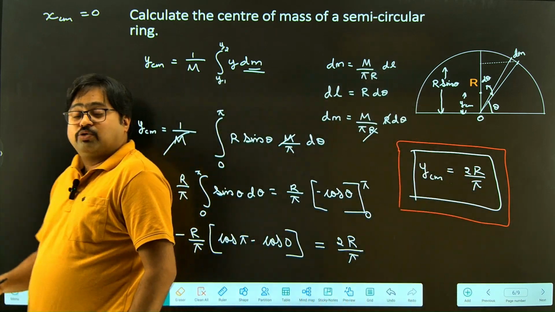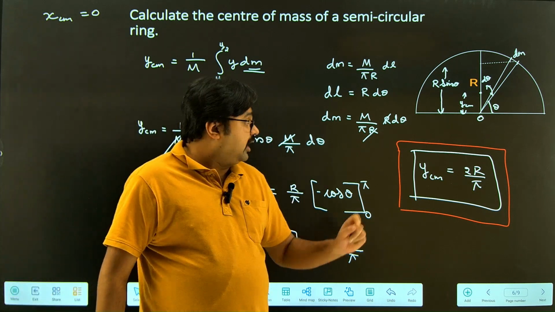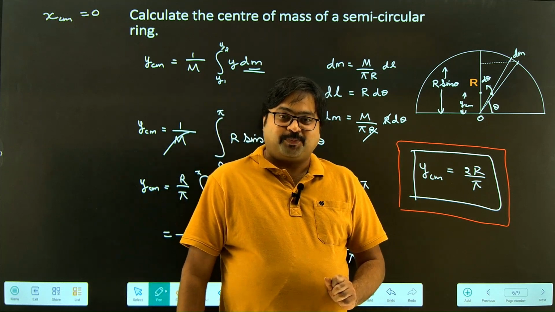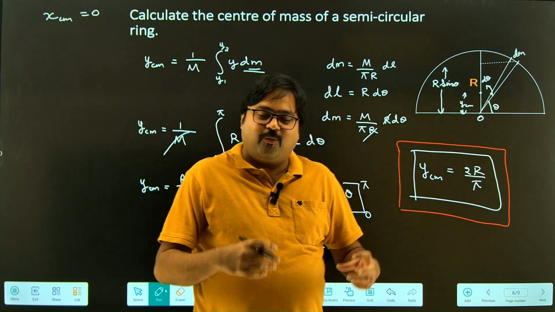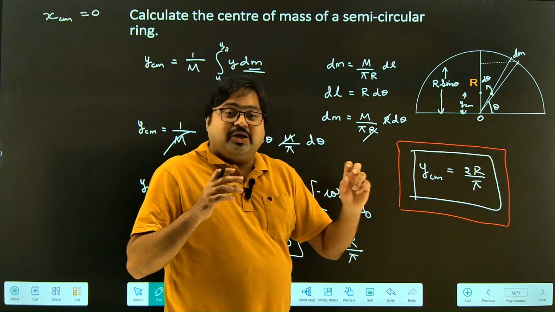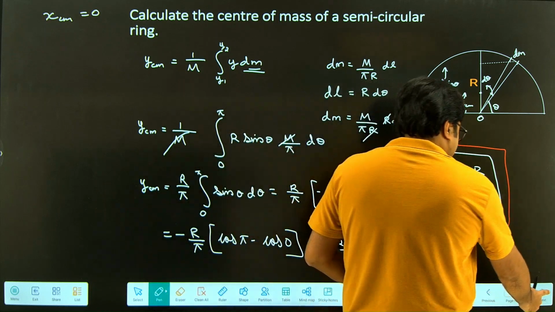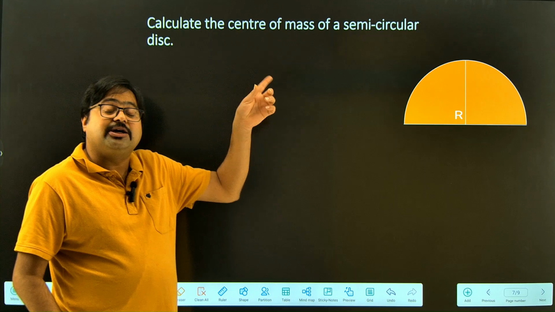Now we know how to calculate the center of mass of a ring. Let's also try to calculate the center of mass of a disk using this result, and that's how we build. We know one elemental result, you build that for a more complex body. Let's try to understand how to calculate the center of mass for a semicircular disk.